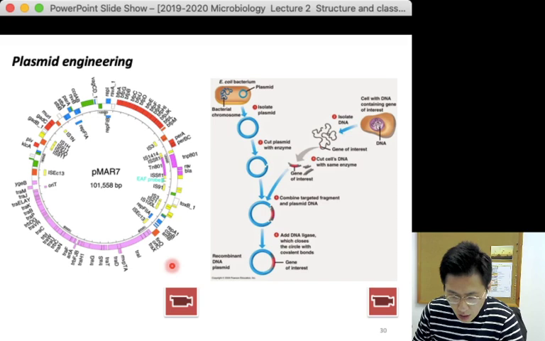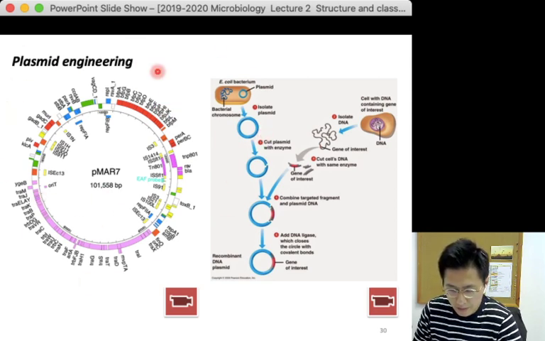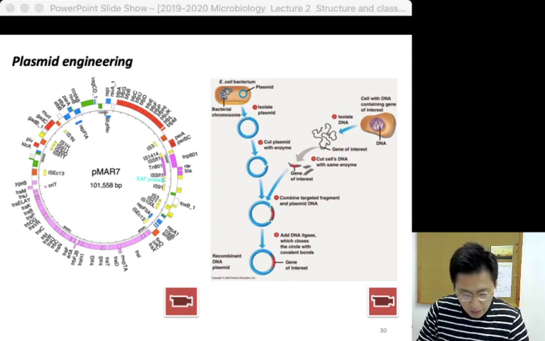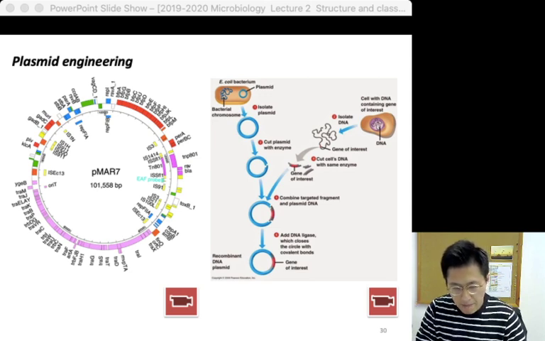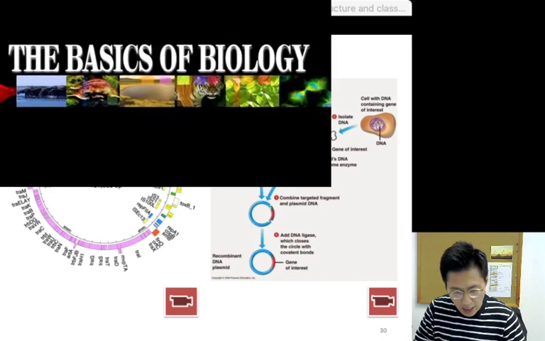So this is the plasmid engineering. On the left-hand side here is the map. We can insert the genes here. We can insert the antibiotic resistance here, so the bacteria can grow in the presence of the antibiotics. And this is the engineering of the plasmid. Generally speaking, there are two sets of DNA: one set is the bacterial chromosome, and another set is the plasmid DNA. Okay, so let's watch a video on the introduction of the plasmid.